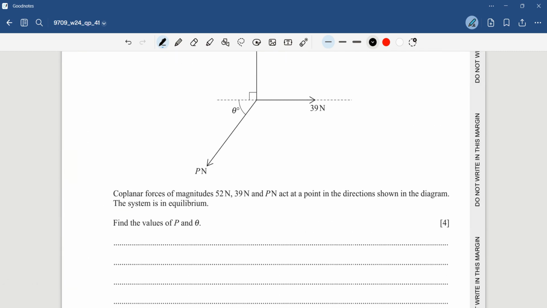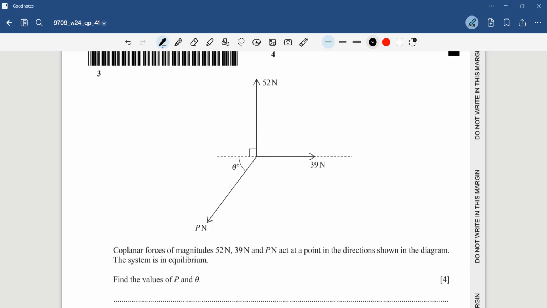Question number 3. Coplanar forces of magnitude 52, 39 and P act on a point in the directions given by this system. Find the value of P and theta. Okay, so here if you notice, the P is not in either the x or y direction. So what we do, we resolve all the forces into x and y directions. So if you resolve P, this will be P cos theta, and this will be your y direction, P sine theta.